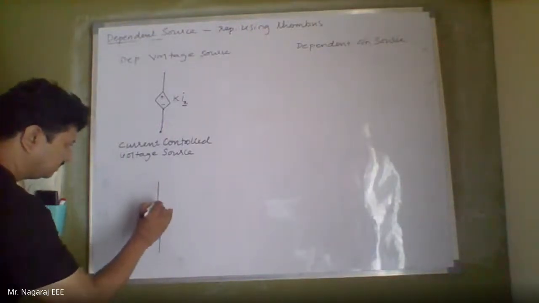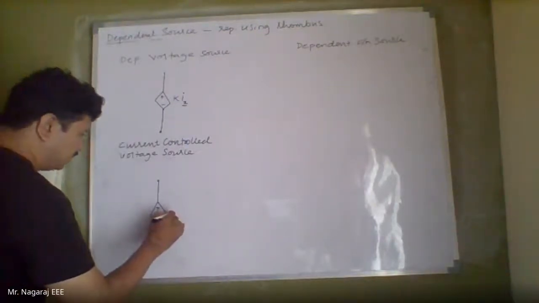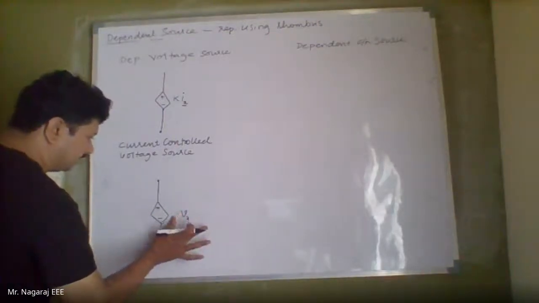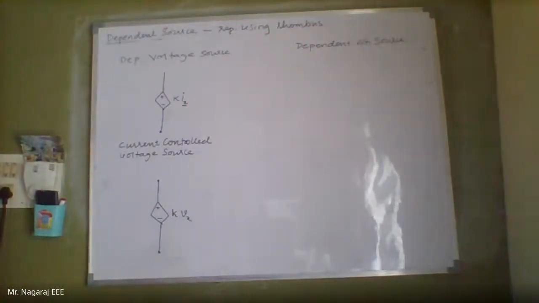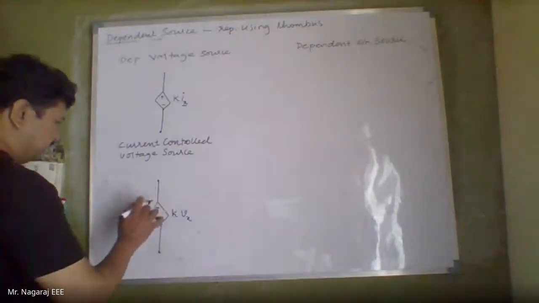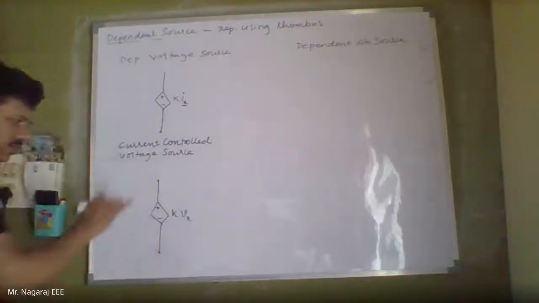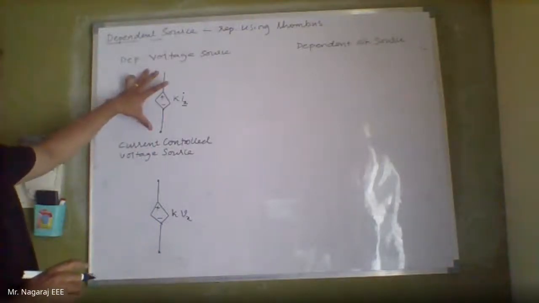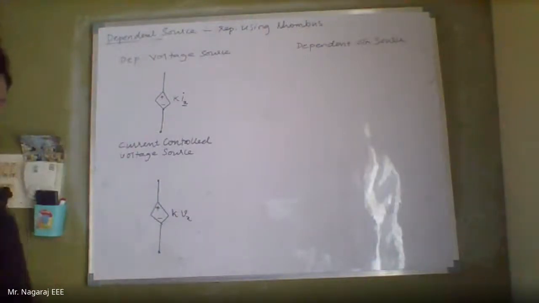plus, minus. It is say some M into Vx or K into Vx, whatever the letter is. Because across the terminals, this source or this element is characterized by voltage. Across these two terminals, it is characterized by voltage. Hence, it is a voltage source. Now, it is confirmed that it is a voltage source.